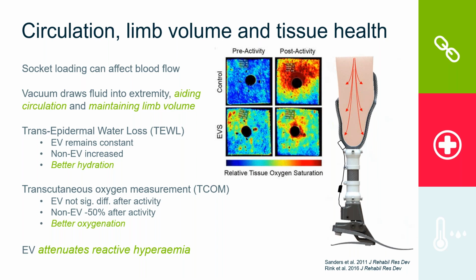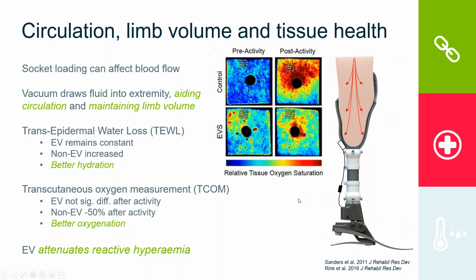Elevated vacuum creates a pressure differential around the limb, which helps to circulate fluid and maintain volume so that socket fit stays the same. This improved circulation has other benefits too. Oxygenation and hydration, both of which can be compromised by damage to the skin structure, are both retained with long-term elevated vacuum suspension use.